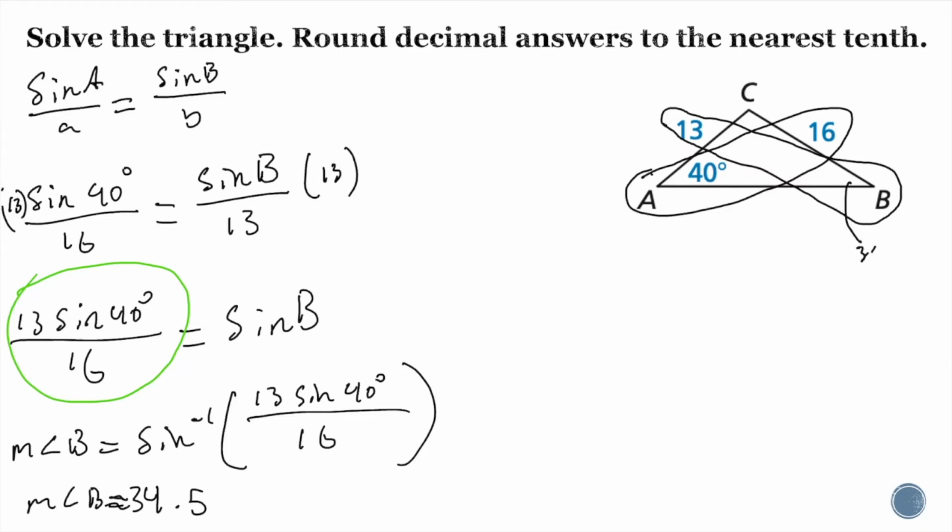So here I have 34.5, and I'm going to subtract the other two angles from 180. I have 180 minus 40 minus 34.5. And that leaves me with angle C to be 105.5 degrees. Now, I have all the angles and I have two of the sides. I'm going to do law of sines again to find out C.